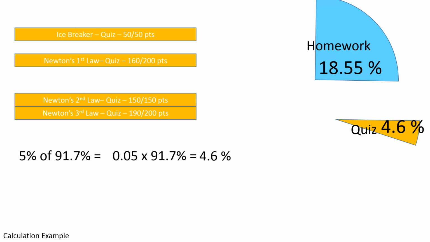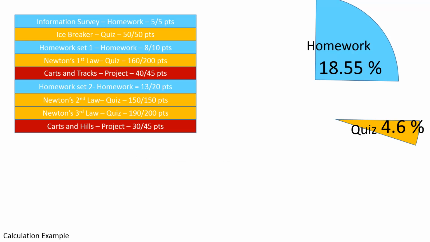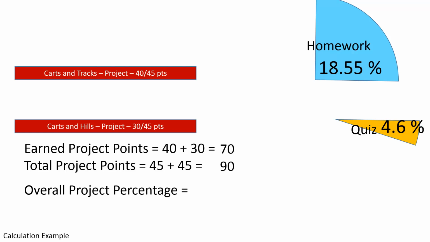It should be noted that one of the advantages of the weighted grading system is that these particular quizzes have way more points than the homework, and yet the overall percentage is controlled by that initial percentage that was set up for the quiz category. Right? There are 600 points in this quiz category, but the quizzes are set to only 5% of the overall course grade. And finally, we'll take a look at the project percentage.